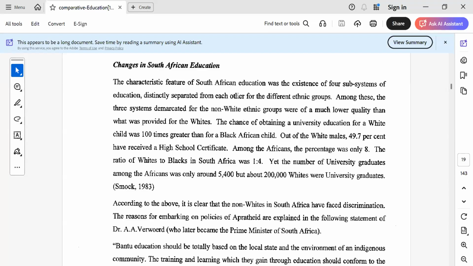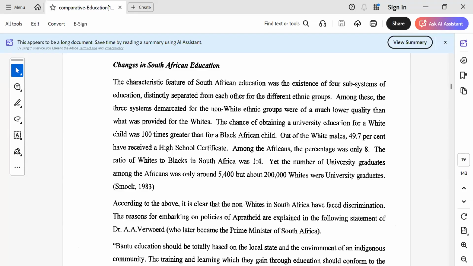right? Among these, the 3 systems demarcated for non-white ethnic groups were of much lower quality than what was provided for the whites, right? So it's like national schools and rural schools, right? The national school is for whites and the rural school without any facilities will be provided for blacks and Asians, right? So the chance of obtaining university education for a white child was 100 times greater than for a black African child. Right? So you can see the discrimination.